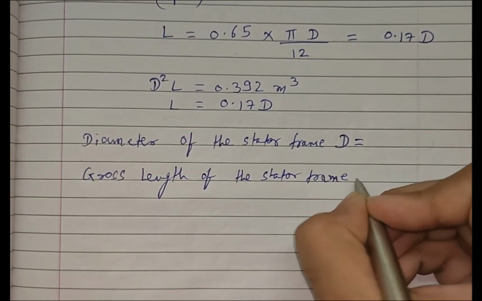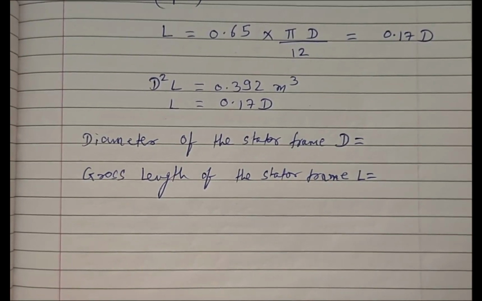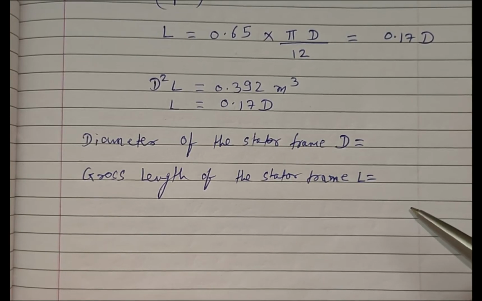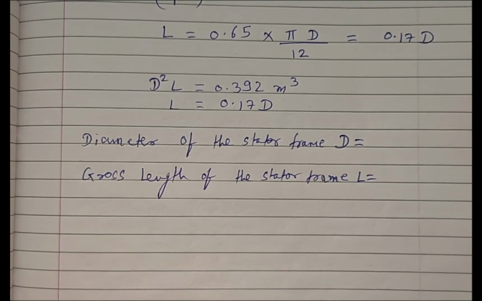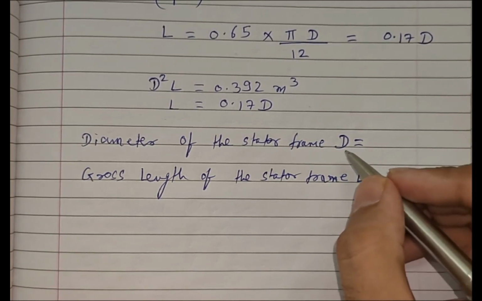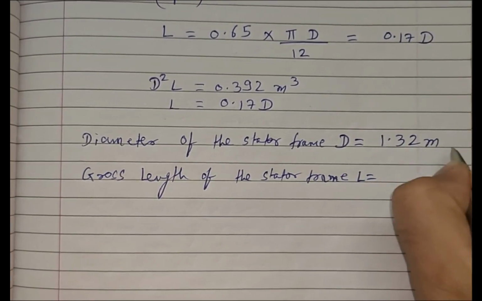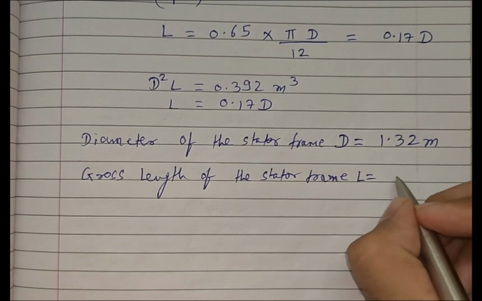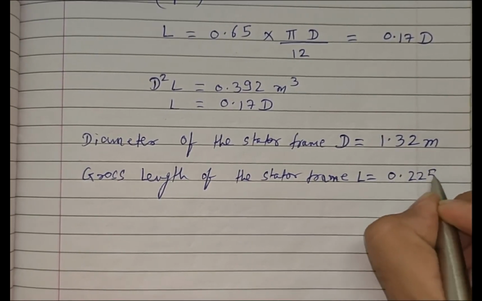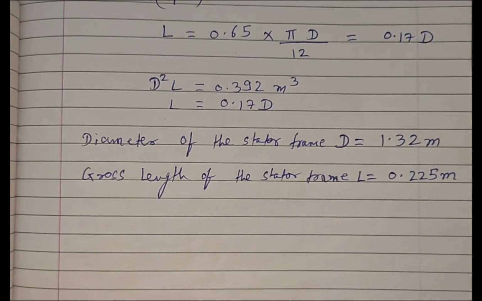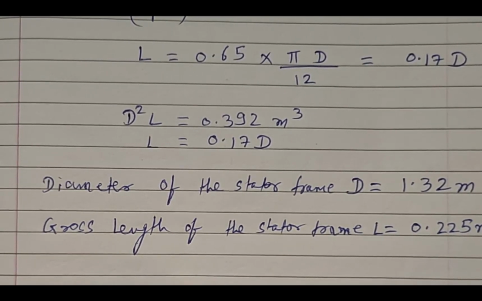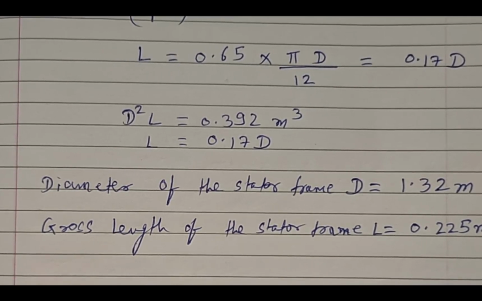So I want you all to pause and calculate the value of capital D and capital L. So the value of capital D is 1.32 meters, whereas the value of capital L is 0.225 meters. I hope you got the calculations correct. So we have completed our first requirement, which was the diameter and the gross length of the stator frame.